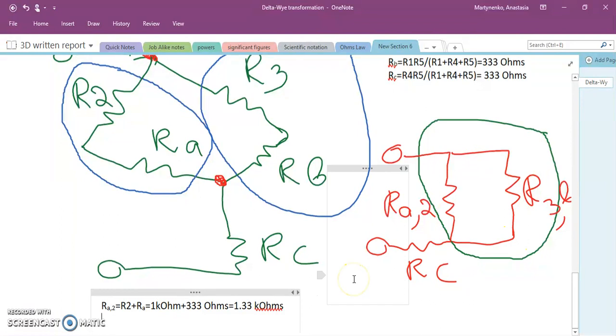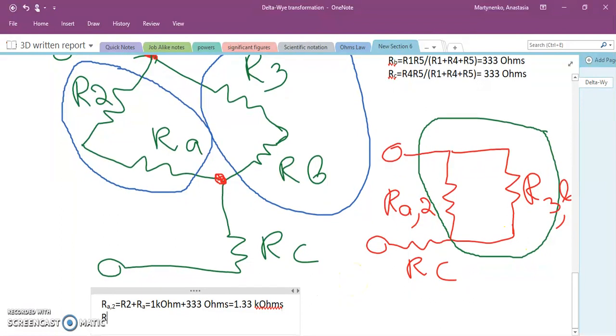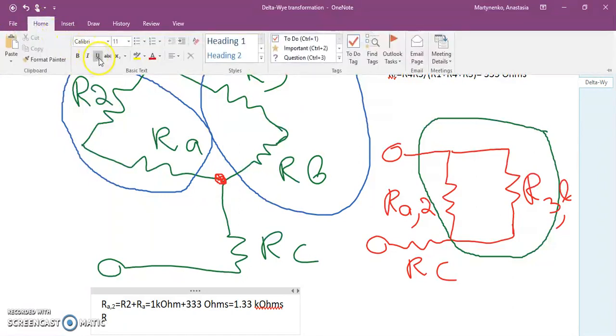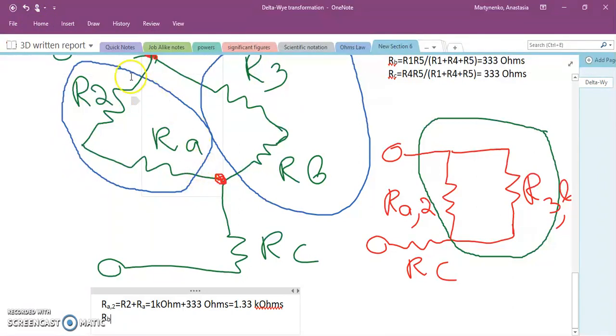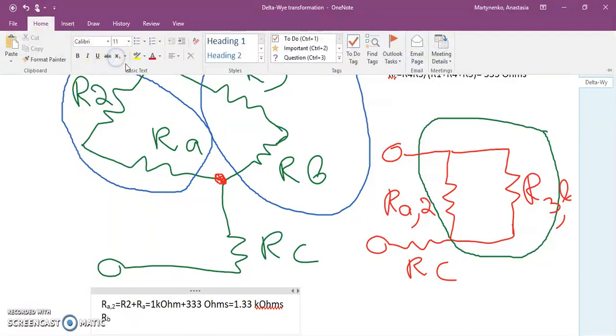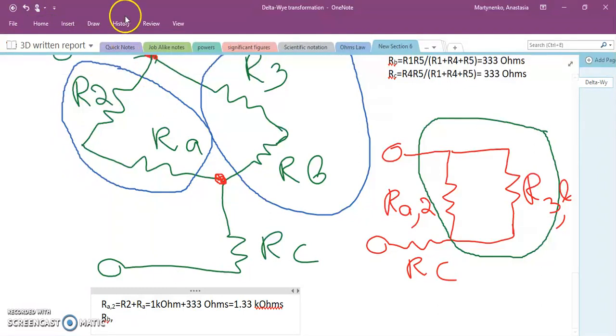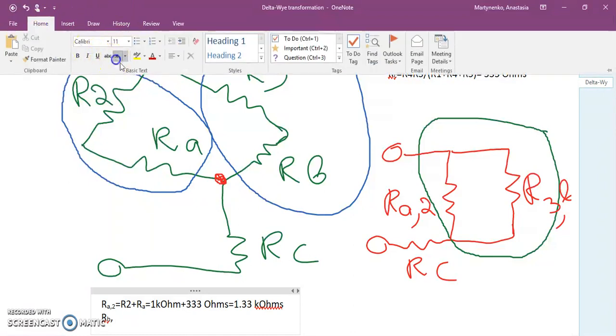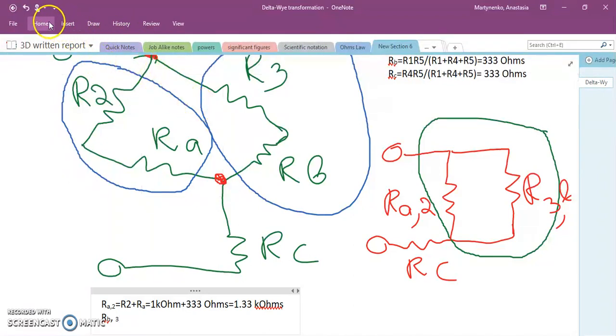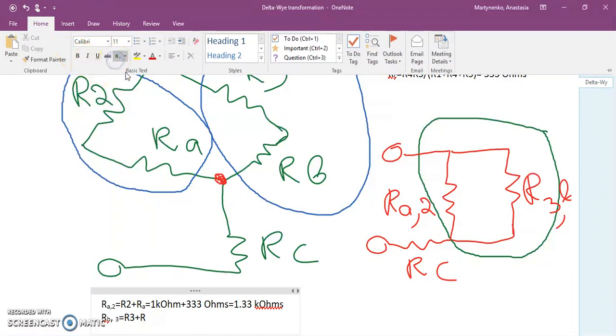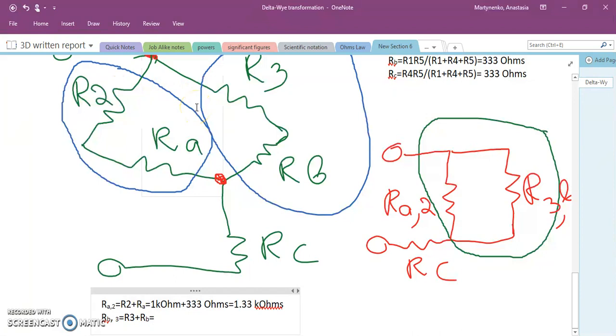The second branch is going to be very similar, only this one is going to be called RB3, right? Because we're collecting RB and we're collecting R3. So this one's going to be R3 plus RB. Very, very straightforward. And once again, they're exactly the same. This is going to be 1.33K ohms as well.